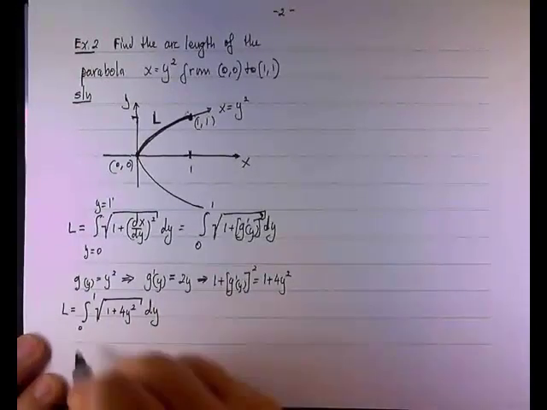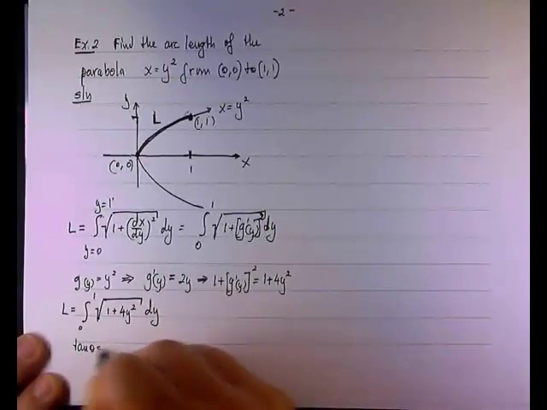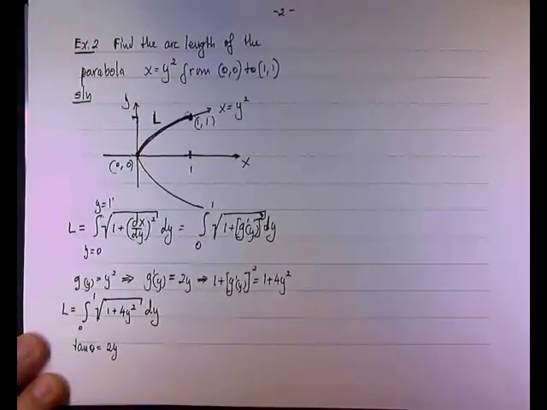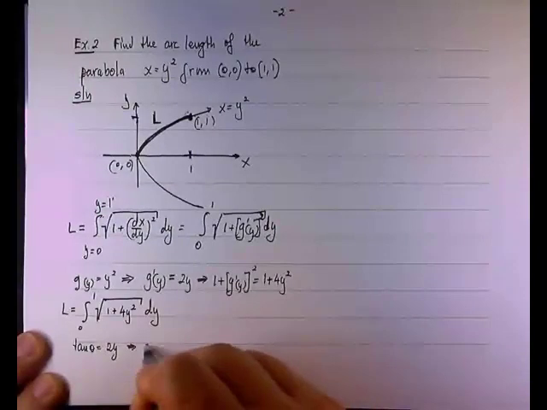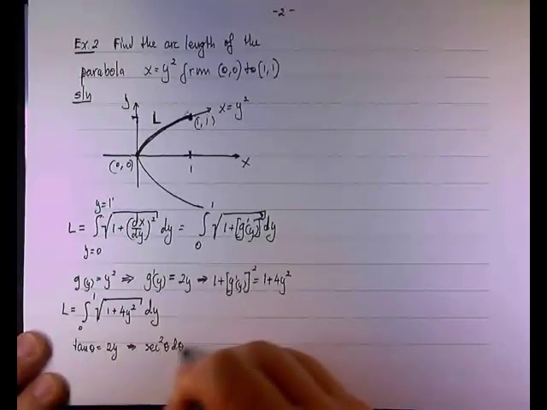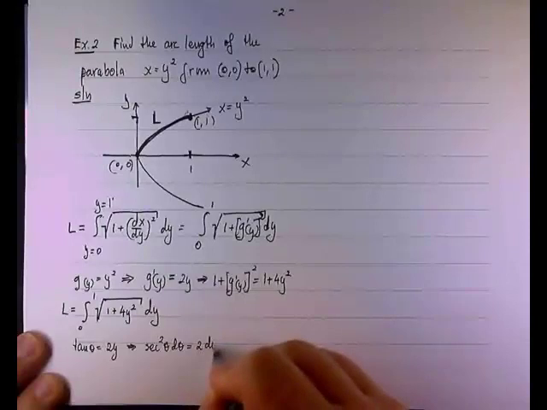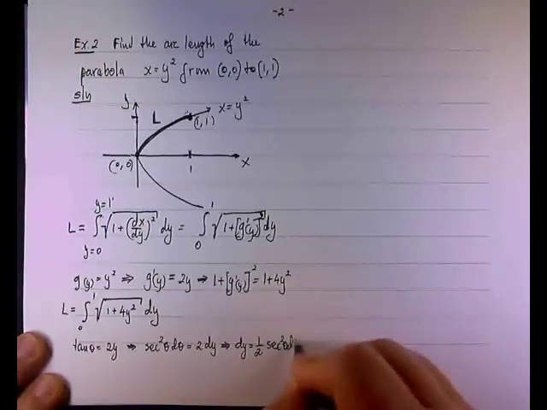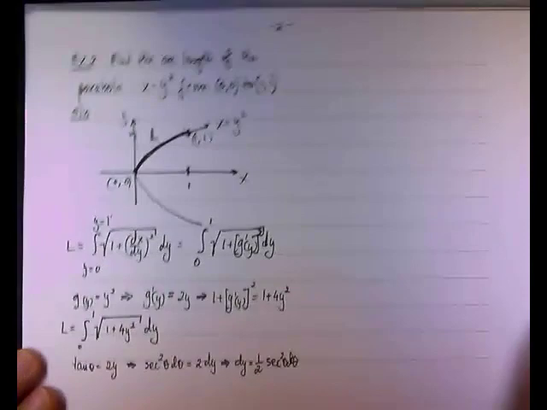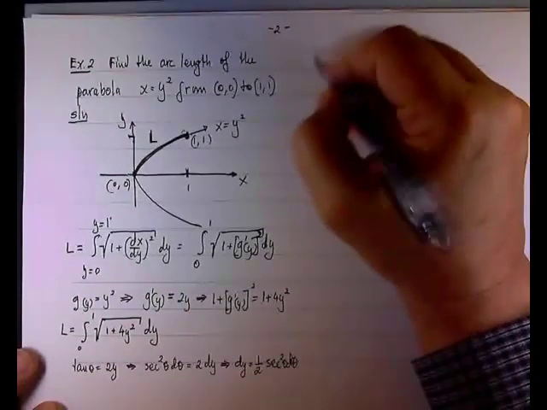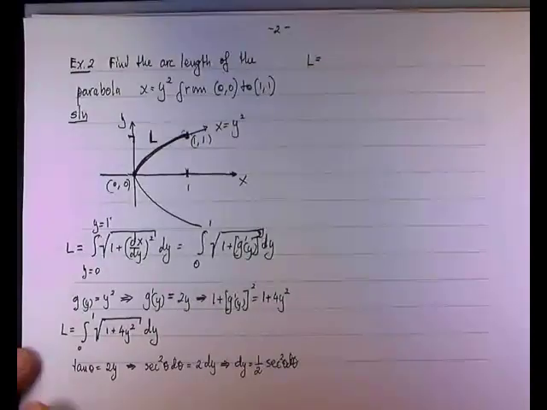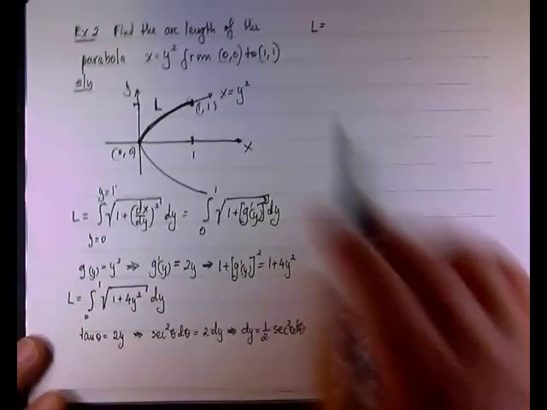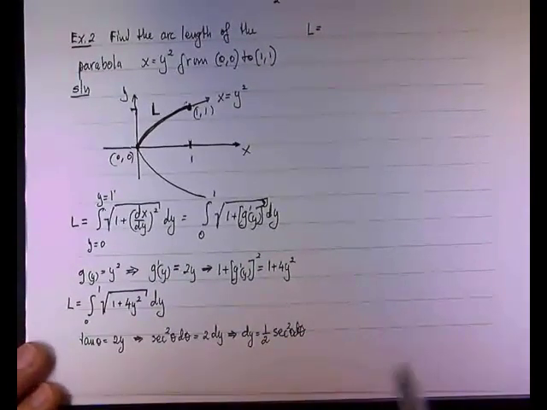Not a sine, tangent. We're going to say that tangent theta will be 2y. Okay? Therefore, secant squared theta d theta will be 2 dy, or dy equals 1/2 secant squared of theta d theta. So what happened now is L, well, we are not out of the woods yet.